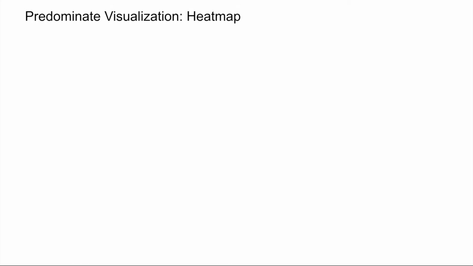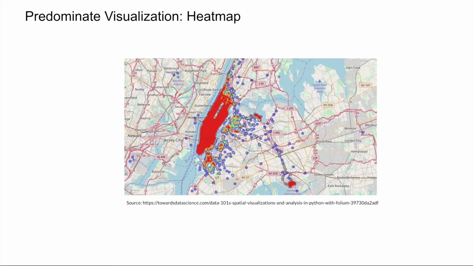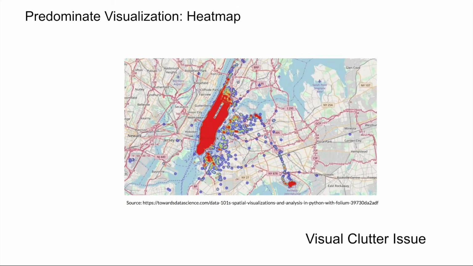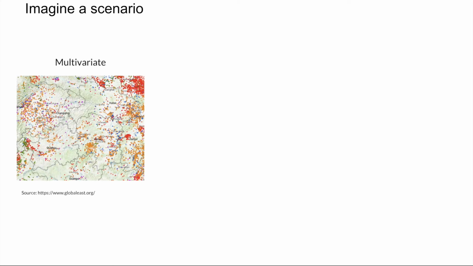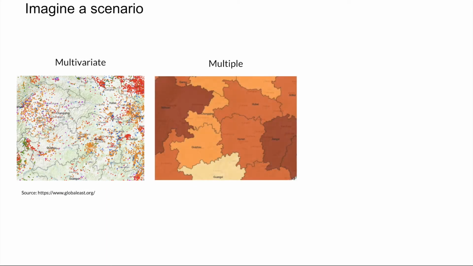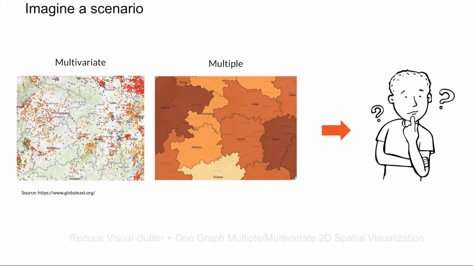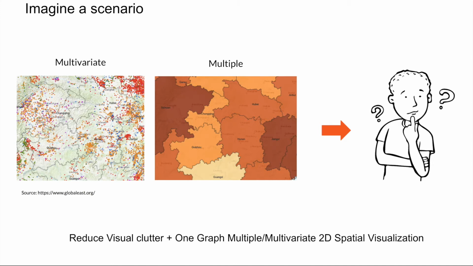We often use maps to visualize spatial analysis. However, visual clutter makes map visualization ineffective. Imagine a scenario where we visualize 2D spatial points on the map, either by dot distribution map or heat maps. Moreover, how about when we try to visualize multiple distributions or multivariate distribution in one graph?